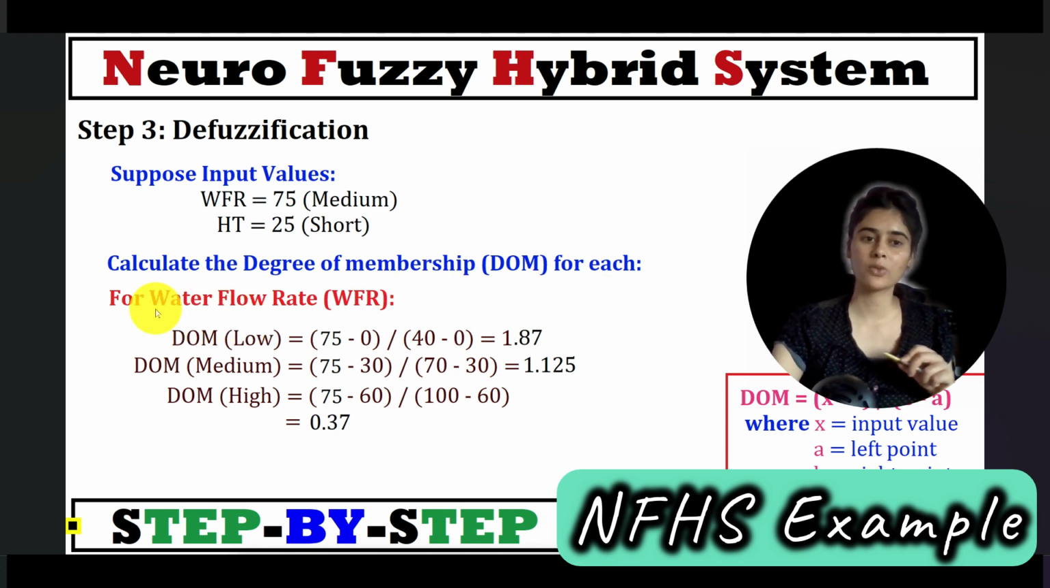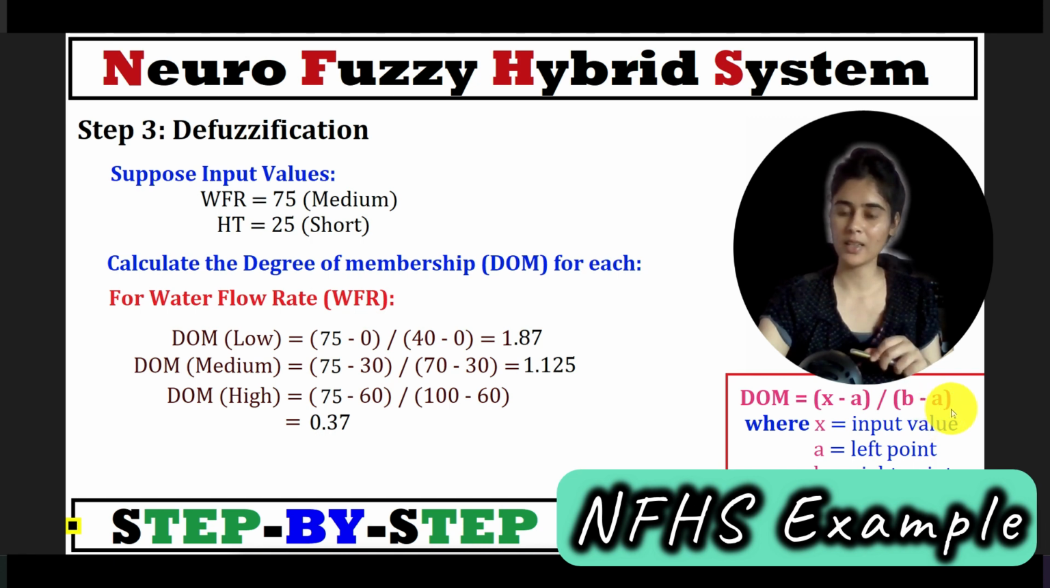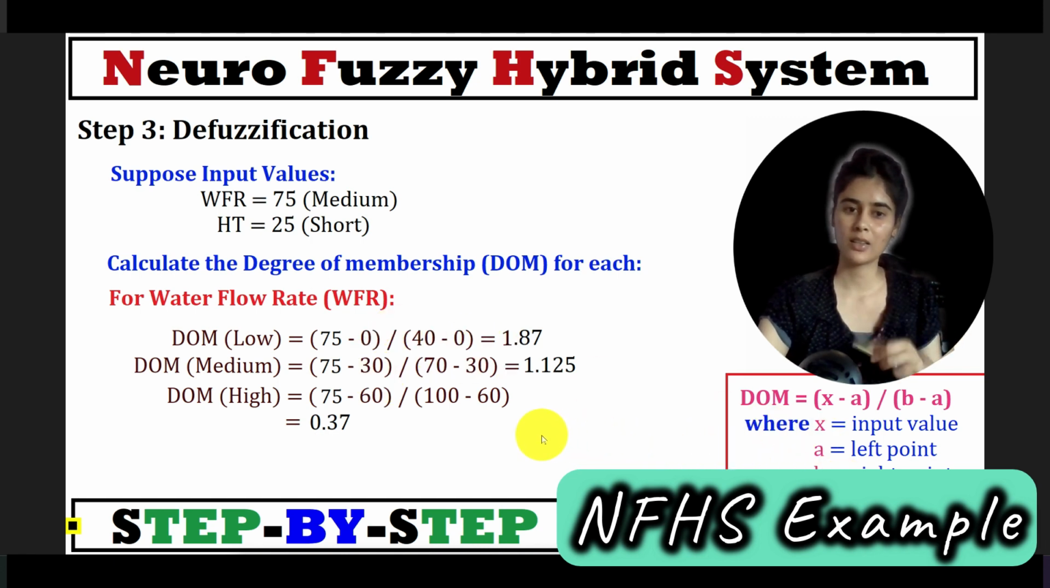First we will perform it for water flow rate. Here we have low, medium and high. For each we will calculate the degree of membership. Here you can see the formula. We have degree of membership as x minus a divided by b minus a. So here x is the input value. We have input value x for the water flow rate, 75. X is 75. A is the left value. B is the right value.